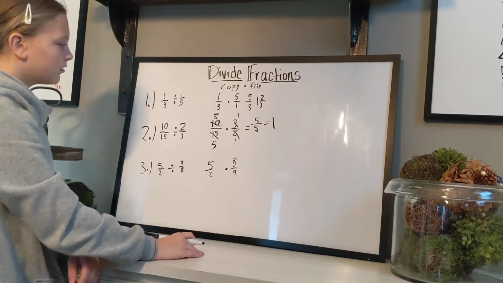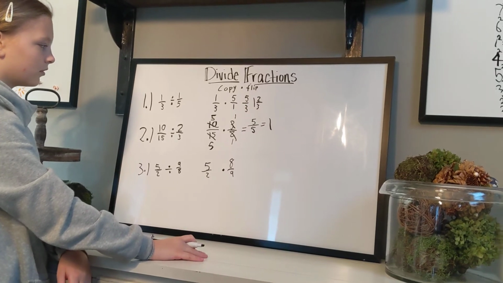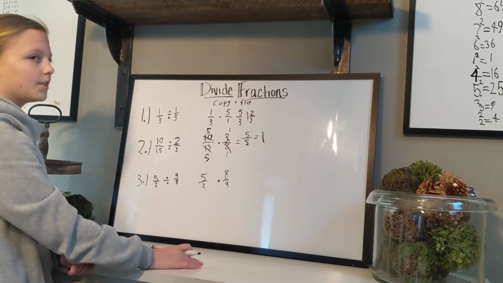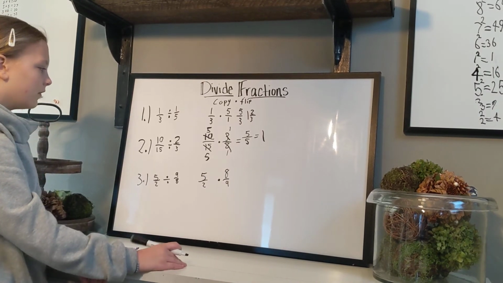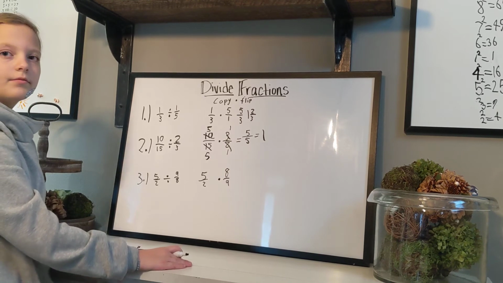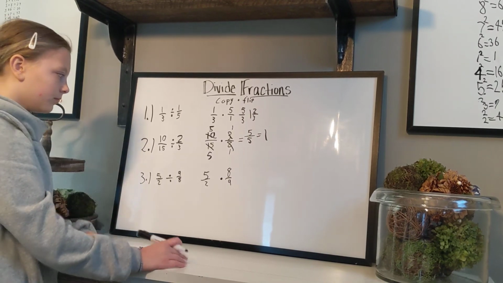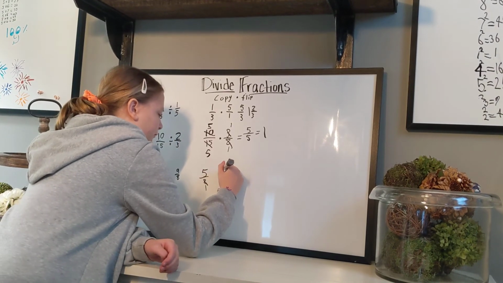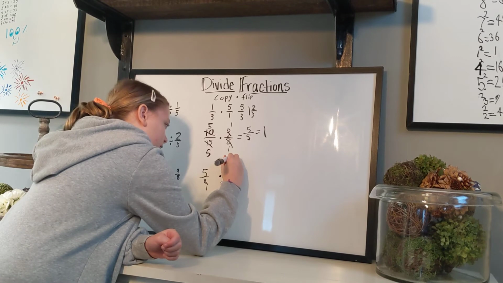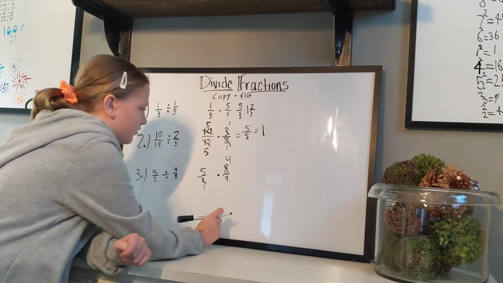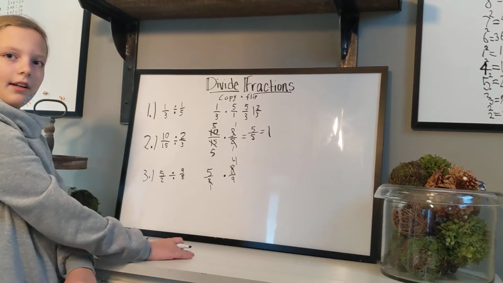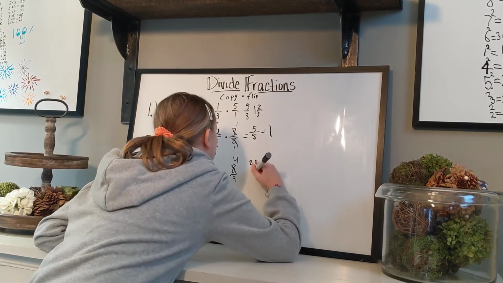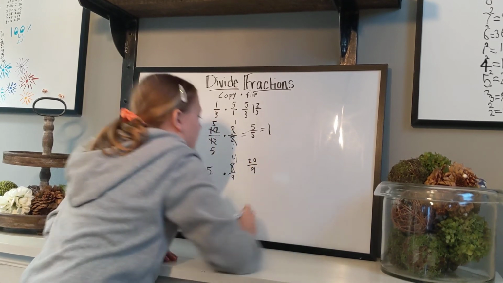Okay, so same thing here. Look to see if you can cross-reduce anything. Is there anything you can cross-reduce? 2 and 8. So what's the 2 going to turn into? A 1. What's the 8 going to turn into? A 4. Great job. And now what do you do? Multiply. So what's 5 times 4? 20. Okay, and great. So 20 over 9.